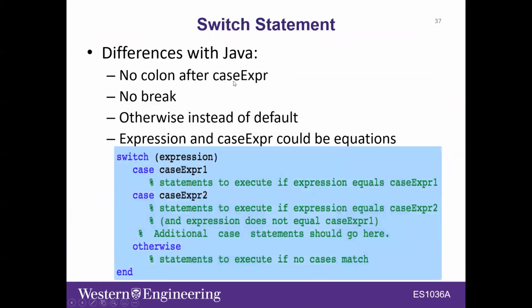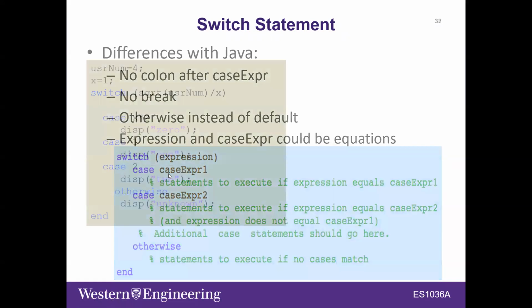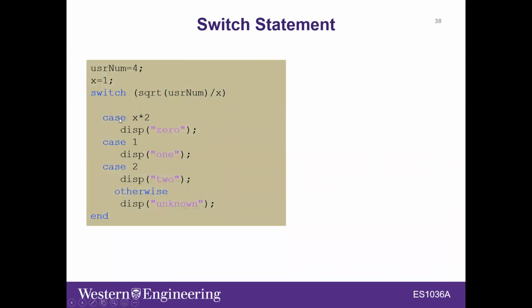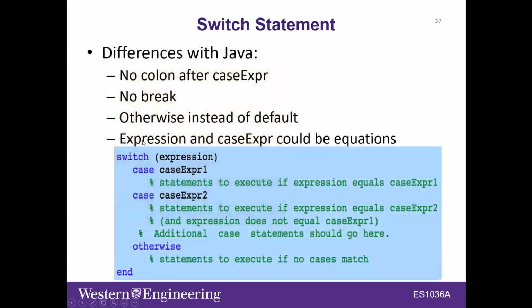Differences with Java in the switch case: no colon after the case expression, no break, otherwise instead of default, and the switch expression and case expression could be equations. So in Java it should be a value, but here it could be an equation. For example, case x times 2, case 1, case 2, otherwise, which means the same as default in Java.